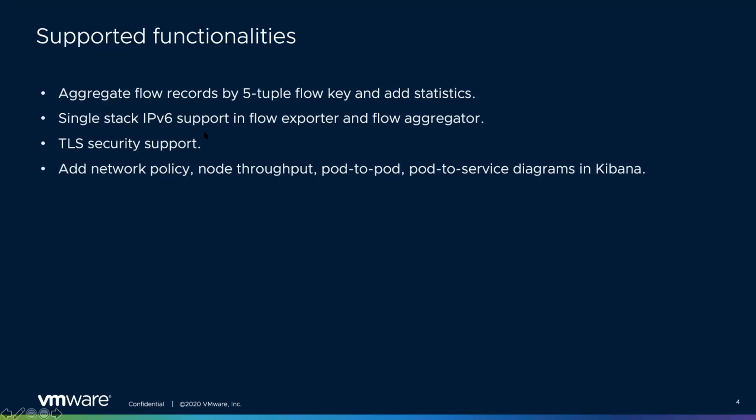We also have single-stack IPv6 support in both the flow exporter and aggregator. And all the connections between the flow exporter and aggregator are protected by TLS security. Also, some new diagrams and dashboards are added into Kibana, which will be shown in the demo soon.